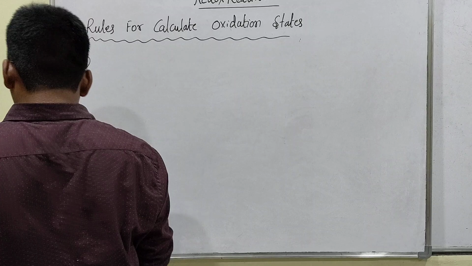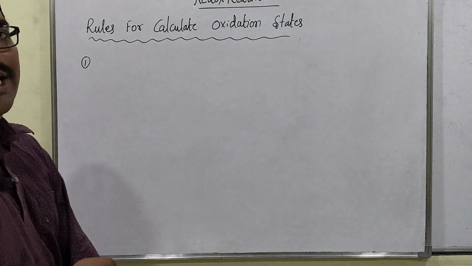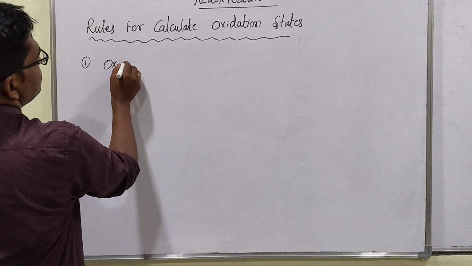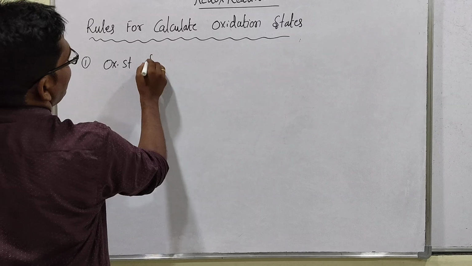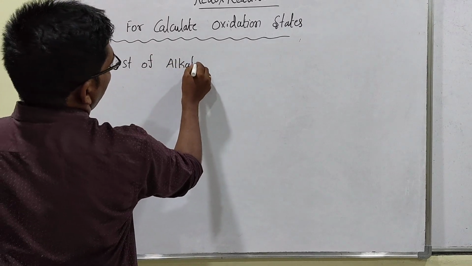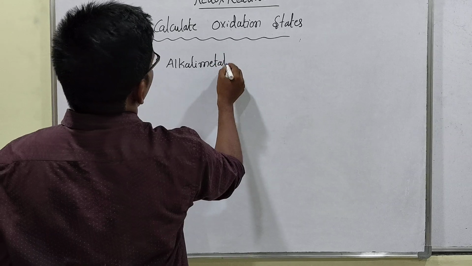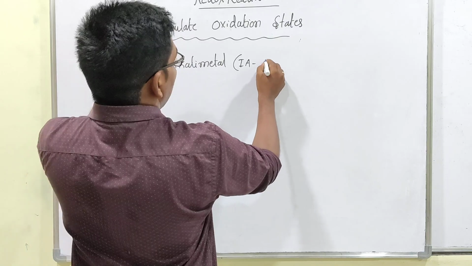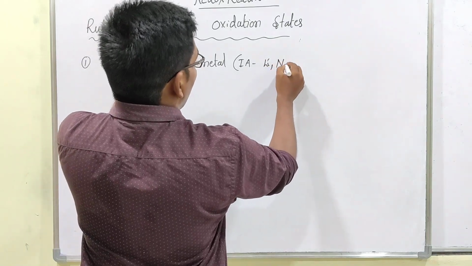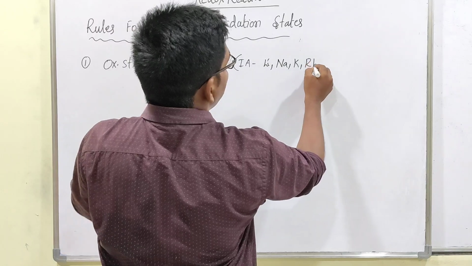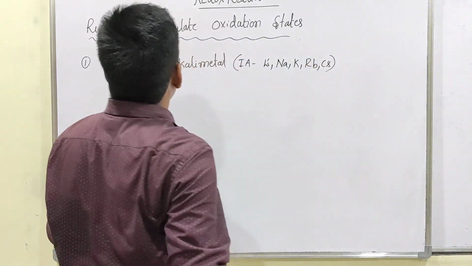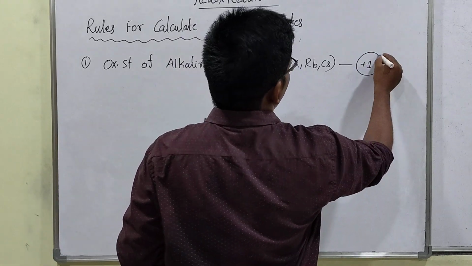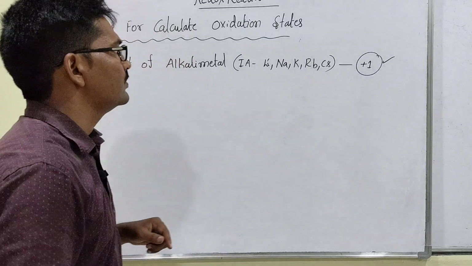First one, rule number 1, that is the oxidation state of alkali metals. What are those alkali metals? First A group elements. What are those first A group elements? Lithium, sodium, potassium, rubidium, then cesium, all these. Oxidation state for these is always +1. Remember, my dear students, very important. Always +1.